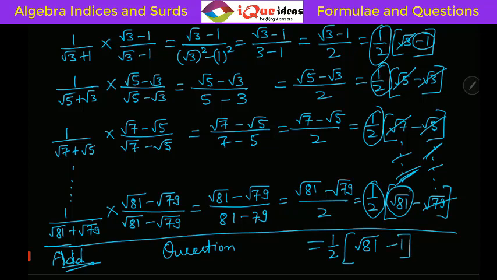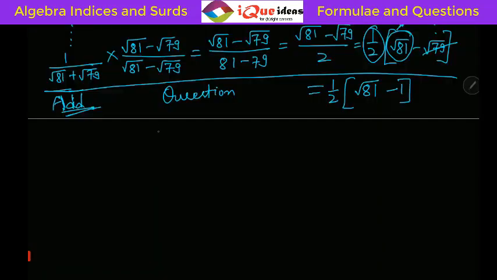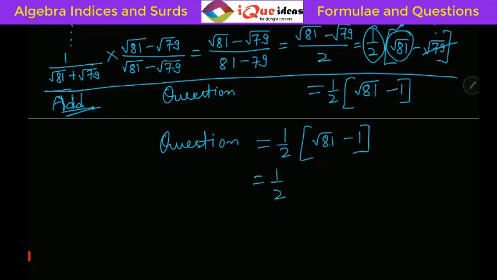Alright. So the expression that was asked in the question will become half into root 81 minus 1. Now what is root 81? Root 81 is 9. 9 minus 1 is 8. So it is half into 8. Now half into 8 is 4. So the answer of that question is 4.